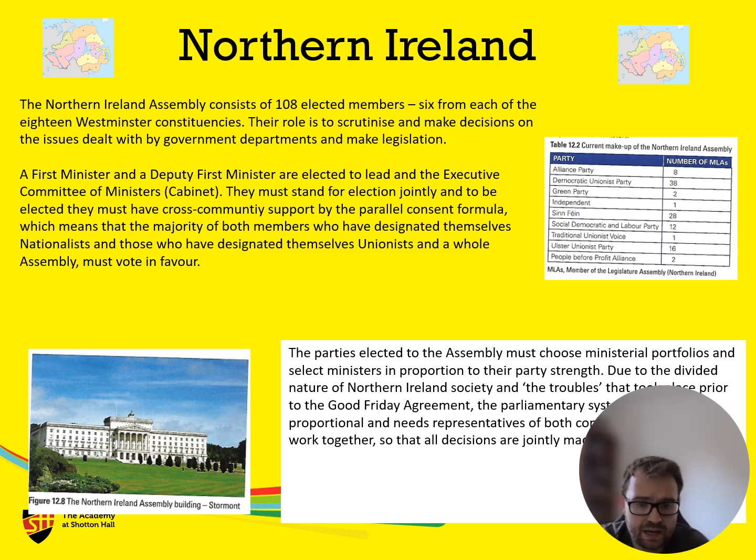Right, so 108 in Northern Ireland. You've got a First Minister and a Deputy First Minister who are elected. They must stand for election jointly, and to be elected, they must have cross-community support by the parallel consent formula. That's stuff you're not probably going to remember. It's just a little bit of background. If you're interested in it, please have a look. Again, this means a majority of both members who have designated themselves nationalists and those who have designated themselves unionists, and a whole assembly must vote in favour. So it's all about uniting Northern Ireland.